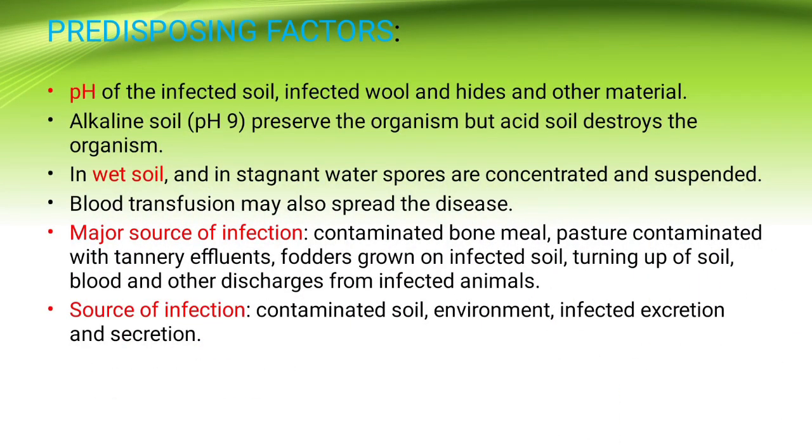Predisposing factors: pH of the infected soil, infected wool and hides and other materials. Alkaline pH of 9 preserves the organism, but acid soil destroys the organism. In wet soil and in stagnant water, spores are concentrated and suspended. Blood transfusion may also spread the disease. The major sources of infection are contaminated bone meal, feed contaminated with tannery effluents, fodders grown on infected soil, turning up of soil, blood and other discharges from infected animals. The sources of infection are contaminated soil, environment, infected excretion and secretion.